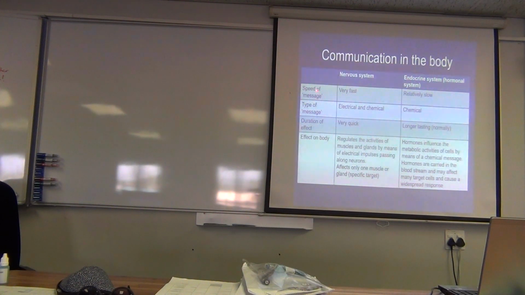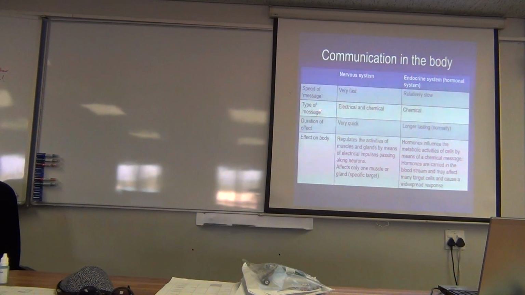So the speed of the message: nervous system very fast, endocrine system generally speaking, not always, relatively slow. An example of a relatively slow response would be the ADH thing. An example of a relatively fast response would be the adrenaline thing. Okay, but generally speaking, in the nervous system, the message goes really, really quickly. Okay, you happy with that?